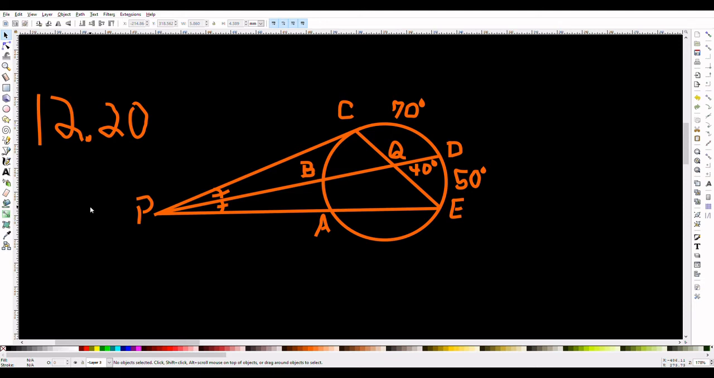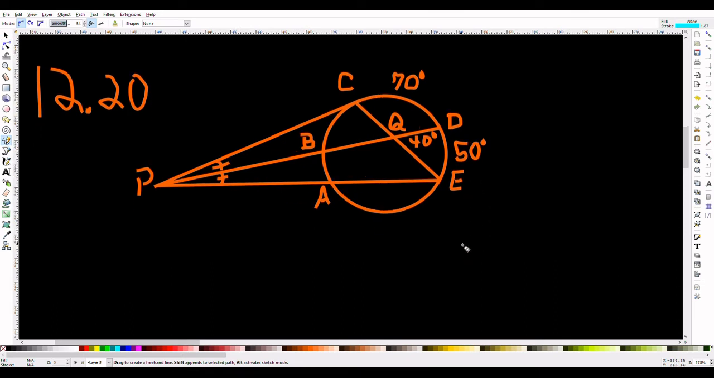When I see this problem, the first arc I want to solve for is arc BC. I know that DE is 50 degrees and DQE is 40 degrees. And if you recall, for finding the angle inside a circle of two intersecting secant lines, the formula is x plus y over 2. That is, this angle is the average of these two arcs.